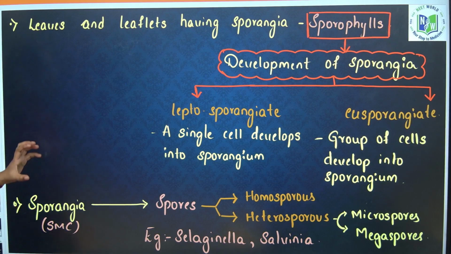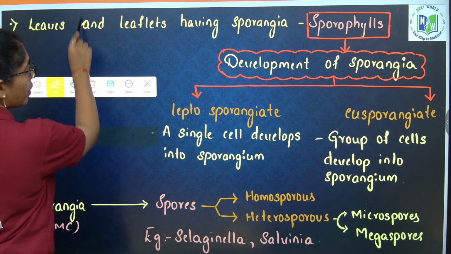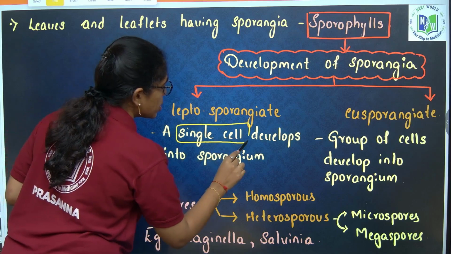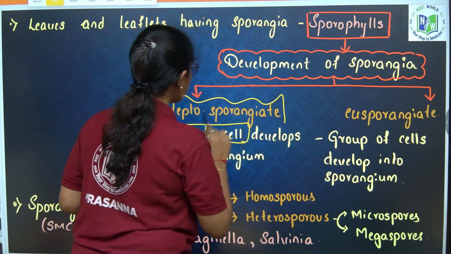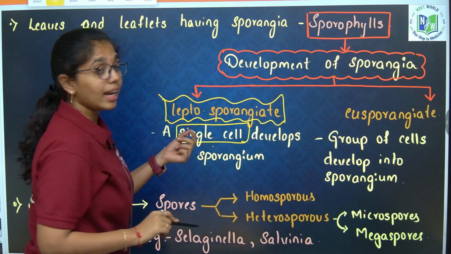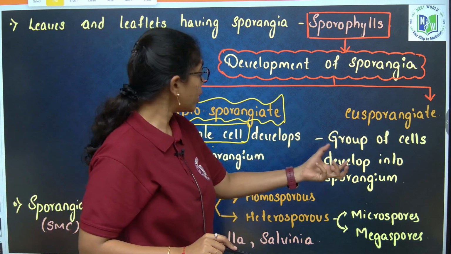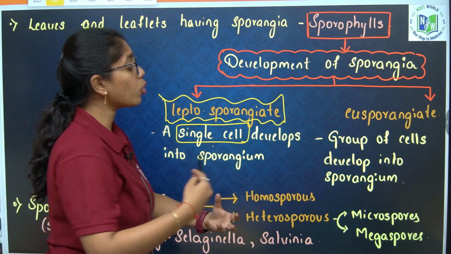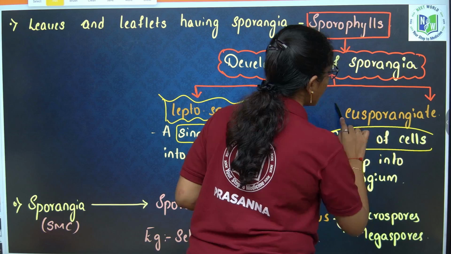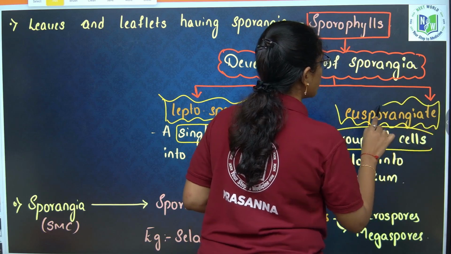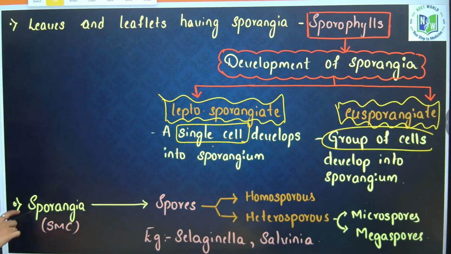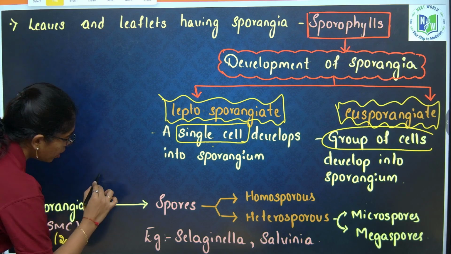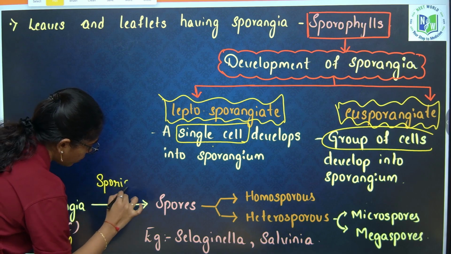If the development of sporangia on leaves is from a single cell, then it is called leptosporangiate. Then it is called what? Leptosporangiate. If the development of sporangia is from a group of cells, then it is eusporangiate. If it is from a group of cells, then it is what? Eusporangiate. Sporangia or spore mother cells, which are diploid, in the sporophylls undergo again sporic meiosis.